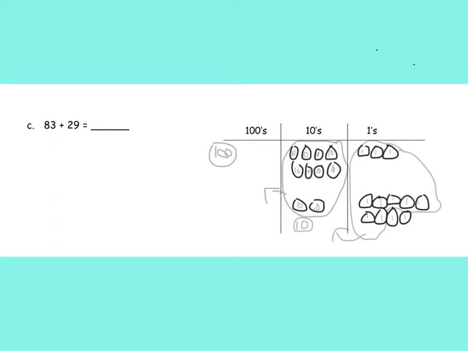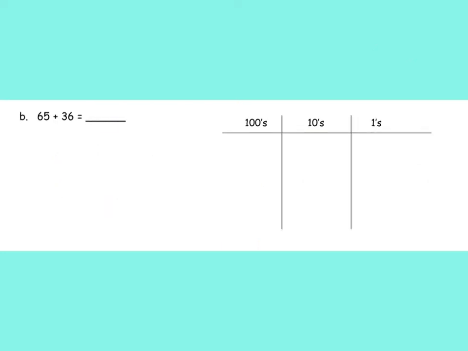Now we're just going to add up our answer to see what we got. We got 1 in the 100 spot, we have 10 left in the 10 spot, and we have 2 left in the 1 spot. If we add all that up, we have 100 plus 10 plus 2 to equal 112.